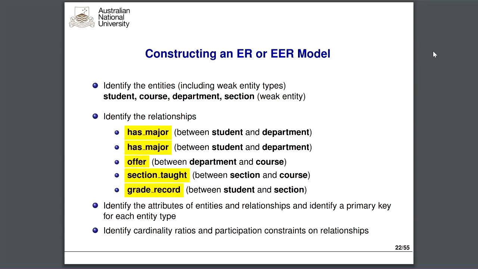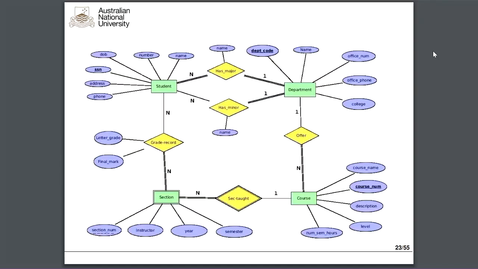So again, EER is for the enhanced case where you have subclasses. So this is the procedure where you first identify the entities, identify the relationships. We have done that, and then you identify the attributes for each of these, right? Cardinality ratios and participation constraints on the relationships. At the end of the day, we end up with something like this.